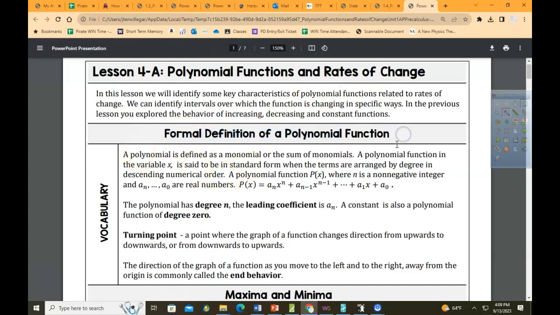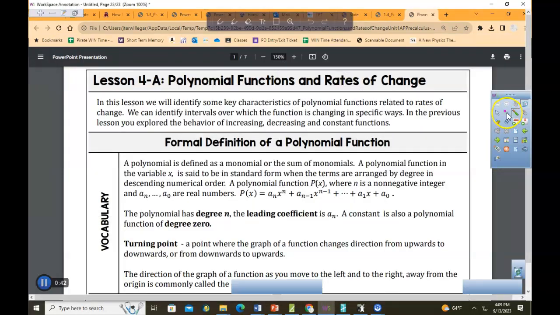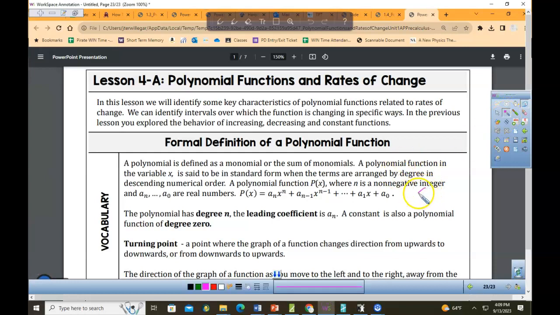Formal definition of a polynomial. A polynomial is any function written in the form a_n x^n plus a_(n-1) x^(n-1) and so on, such that n is a non-negative integer. Just so you guys understand what we're saying here, 5x squared plus 2x is a polynomial. All my powers of x are whole integers, non-negative, where x to the negative 2 is not.